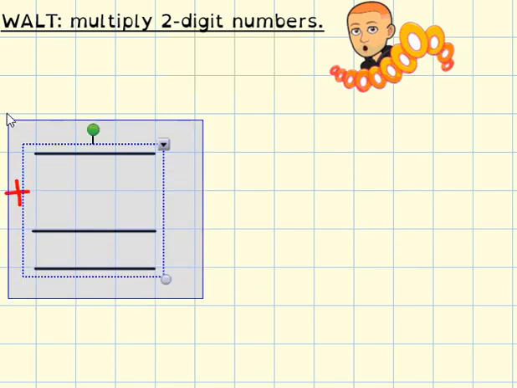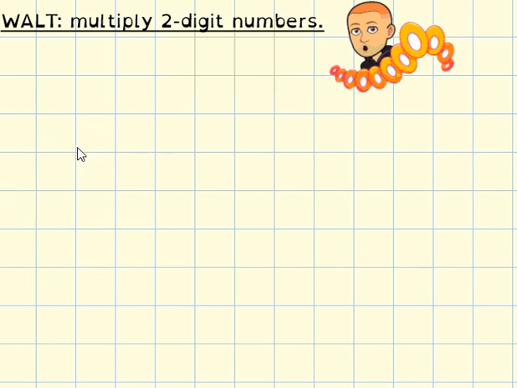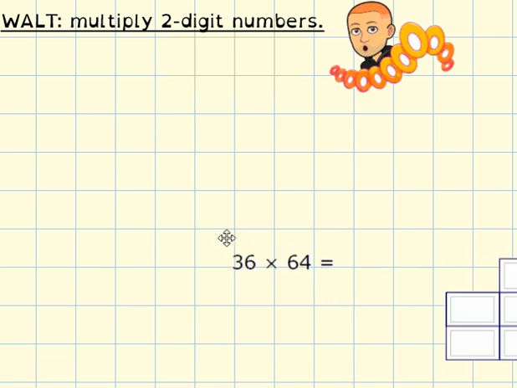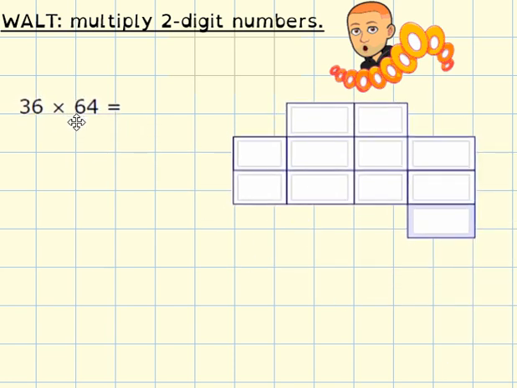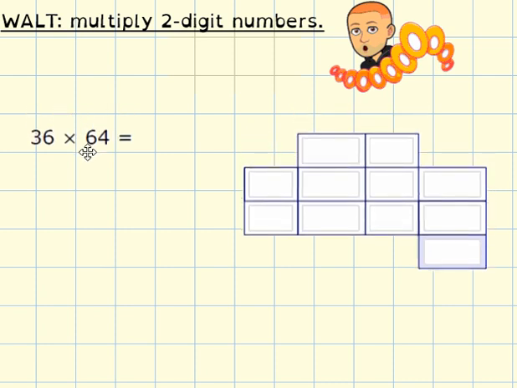And I'm going to show you a second way of finding out how to multiply two-digit numbers together. And I'm going to use an example directly from My Maths, so you know what to do and how to answer it. So the question, should I say, that we need to find the answer to is 36 times 64. This method relies on using partitioning to help us find the answer.